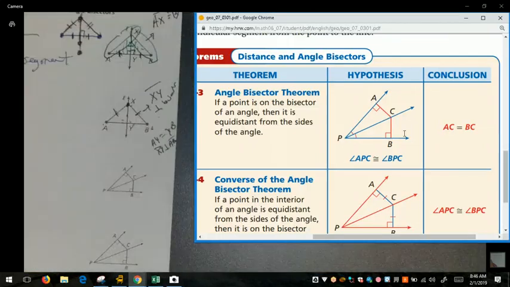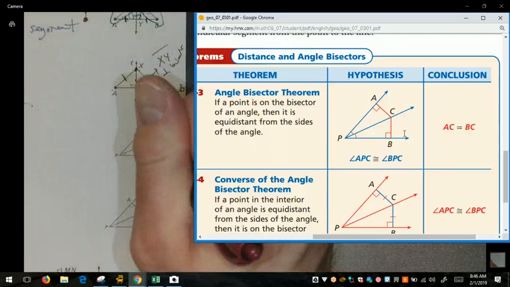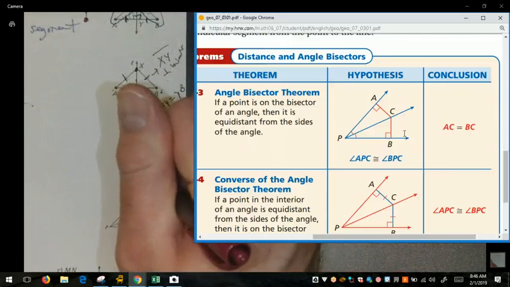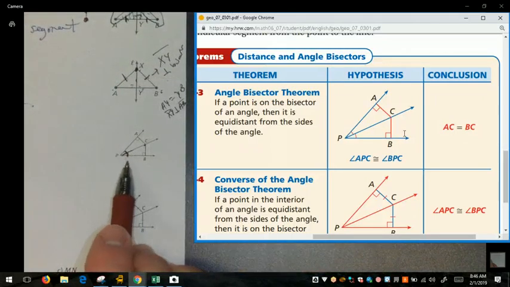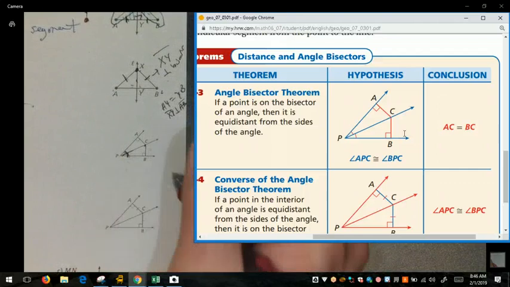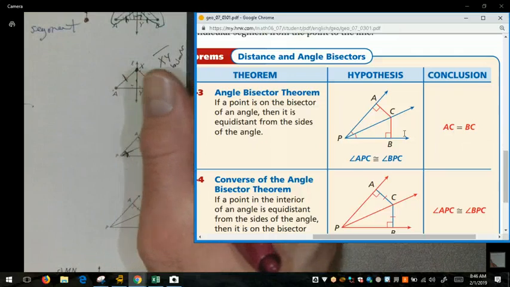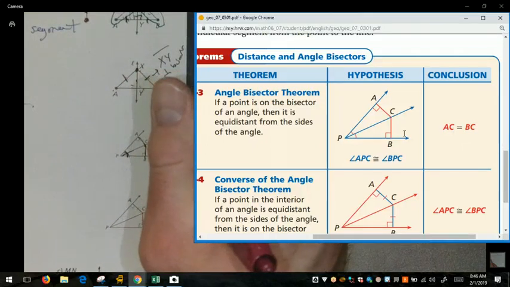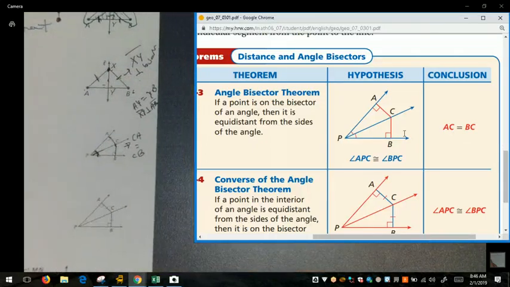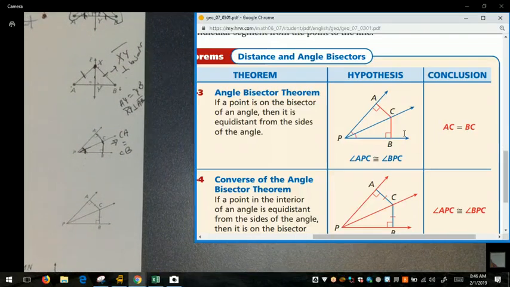So here we have our nice little picture. PC is the angle bisector. I can tell that because I see the two congruent angles there. That's the congruent angle mark, that those two are equal, which means that the distance from here to here and the distance from here to here has to be exactly the same. CA and CB have to be equal.